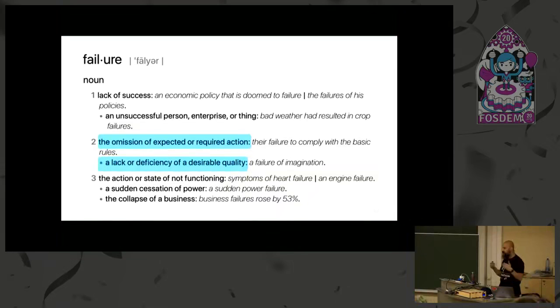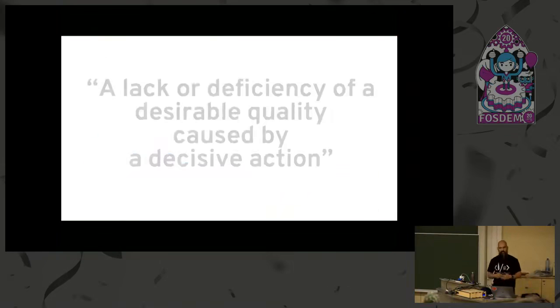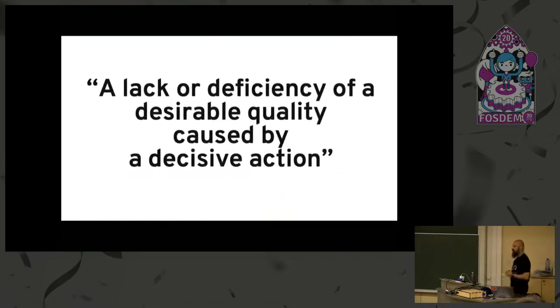So allow me to use those 2 definitions from the Oxford Dictionary and add another phrase, one of a decisive action, and offer this working definition for the purpose of this conversation: a lack or deficiency of a desirable quality caused by a decisive action. Let's use that. You don't have to agree with this definition 100%, but let's use this for the remainder of the hour to see where we can go with that.